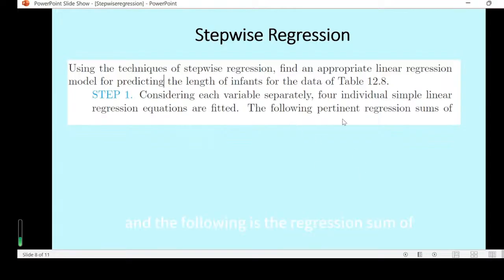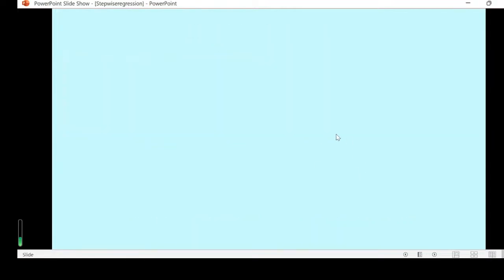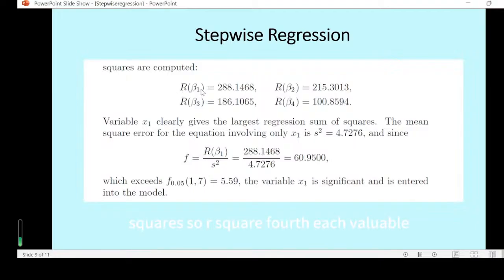And the following is the regression sum of squares, so R square for each variable. Variable x1 clearly gives the largest regression sum of squares. This is the largest, so this is the candidate for inclusion in the first step of the model. And the mean square error for the equation is S1, this number. So we will test if it is significant to include this variable in the model.